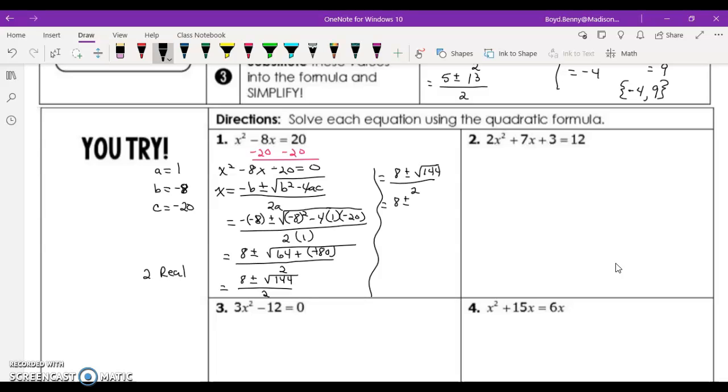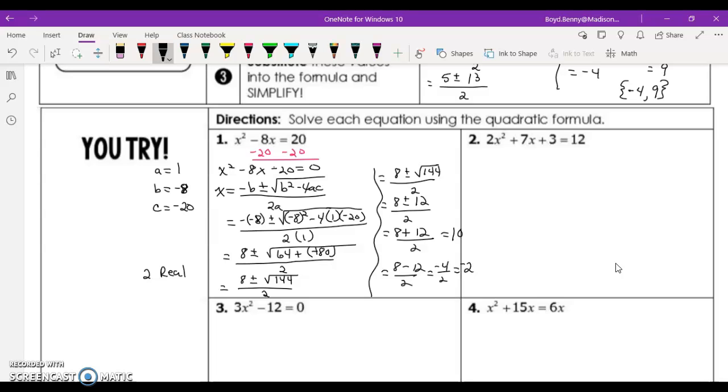So let's see here. The square root of 144 is 12, divided by 2. So to find my two solutions, I need to do 8 plus 12 and divide by 2, and then I'm going to need to do 8 minus 12 and divide by 2. Well, 8 plus 12 is 20, divided by 2 is going to give me 10. 8 minus 12 is going to give me a negative 4, divided by 2 is going to give me a negative 2.